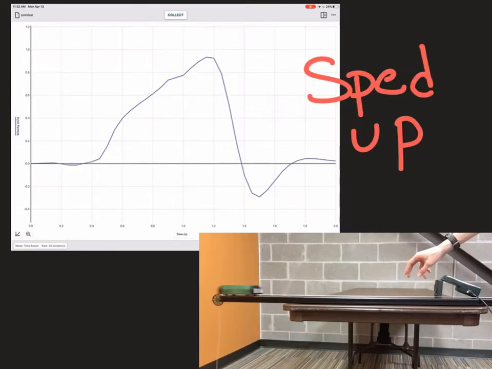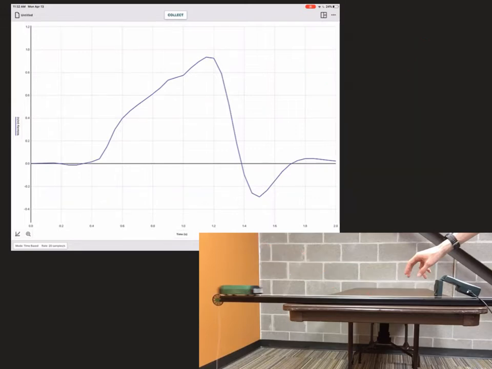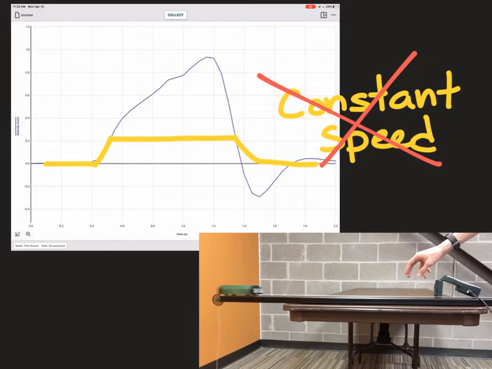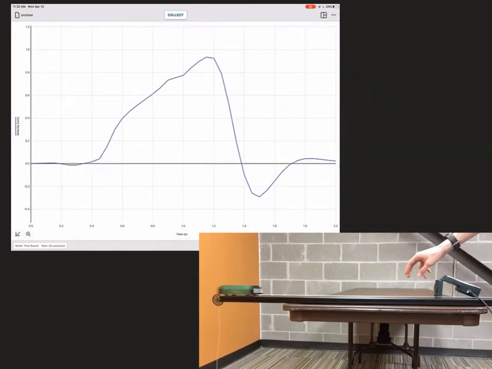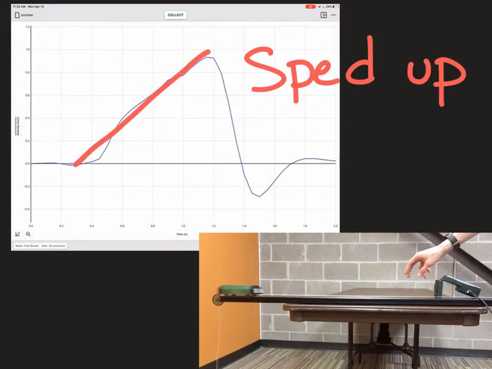So it sped up away from the detector. Did you get that right? It did not move with constant speed. And it definitely did not slow down. And it definitely didn't stay at rest. It sped up away from the detector. We can tell because the velocity time graph gets further and further from 0 above the horizontal axis.